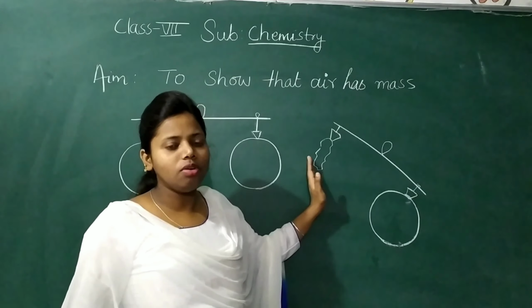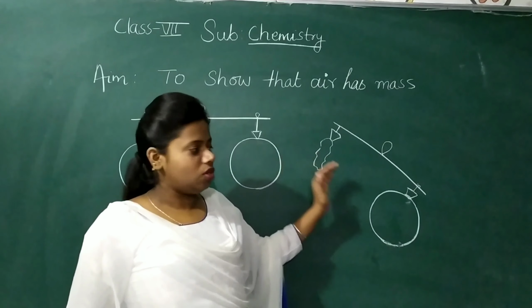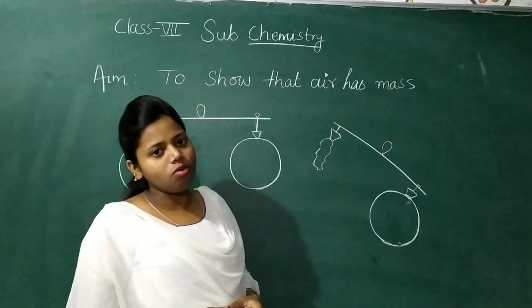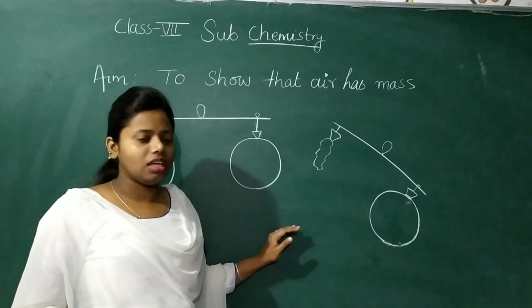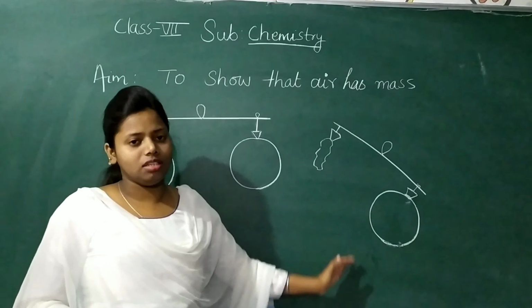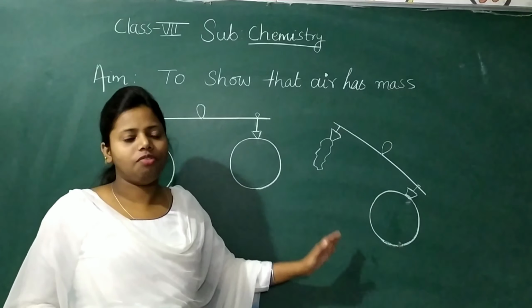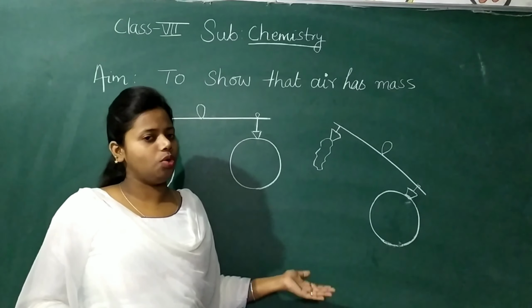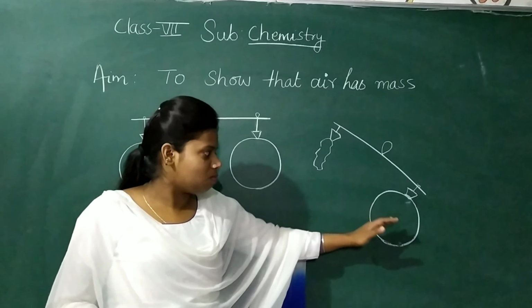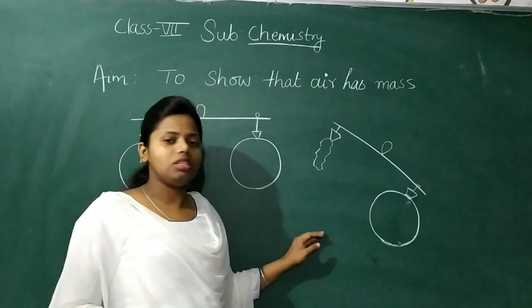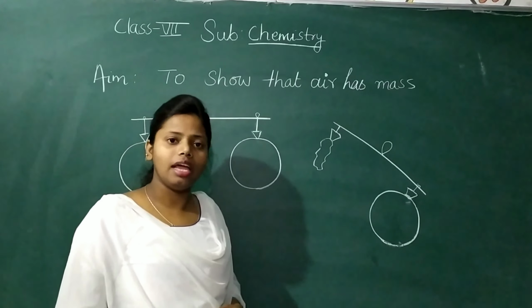And this deflated balloon has no air inside it. So this shows that air has mass, that is why it has tilted downwards. By this activity we can say that air has mass. If air had no mass, then it would not have tilted. But air has mass, that is why it has tilted downwards. So this was the activity to show that air has mass.